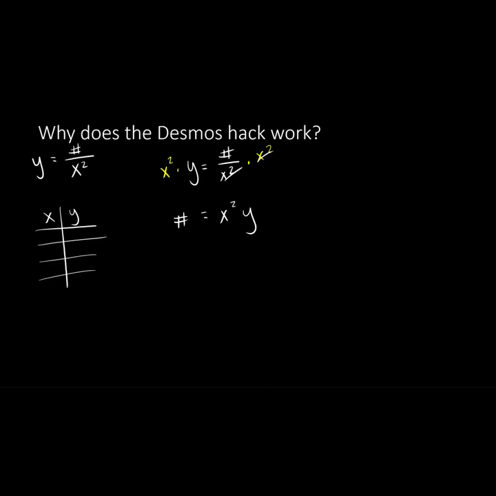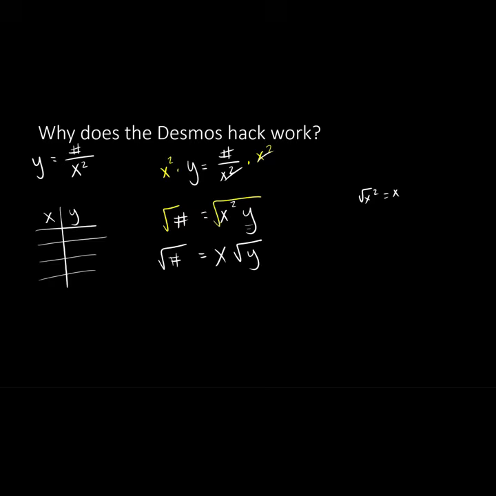So if I go to take the square root of both sides, okay, now I've got the square root of the number. The square root of x squared is x, so that ends up being the number that's outside the square root, and the y ends up being inside the square root.